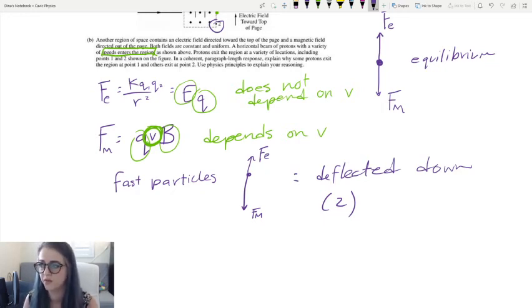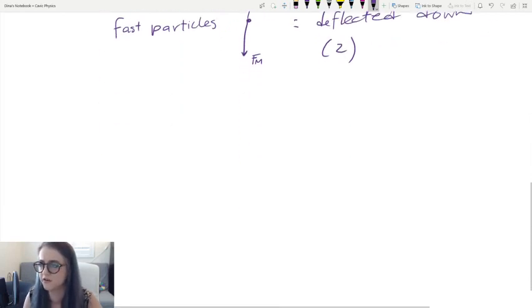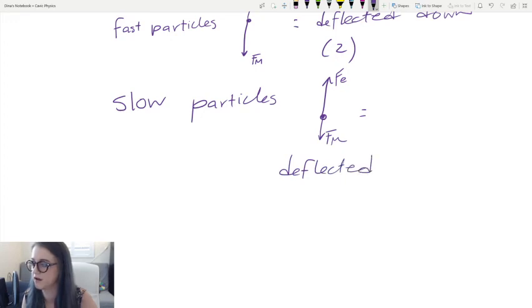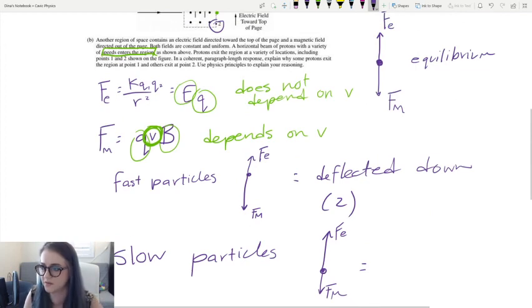So 2 must be all of the particles that are moving above some certain speed, versus slower particles are going to experience a greater electric force than magnetic force, and they're going to be deflected up because their net force is up, and those are going to exit at number 1. So the difference here is the faster particles will experience a larger magnetic force, and slower particles will experience a larger electric force, because magnetic force depends on v and electric force does not. So let's just take a look at the scoring guide for this. I didn't really write a paragraph, but hopefully you can kind of connect how you would write a paragraph here.